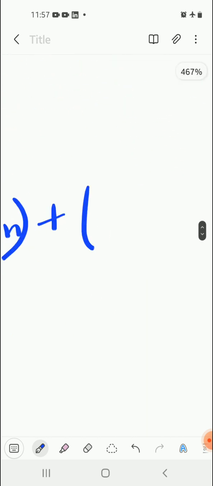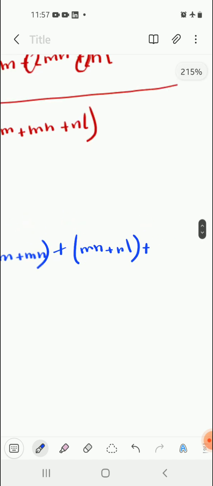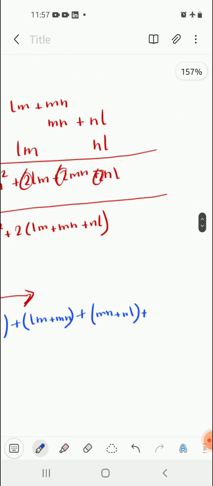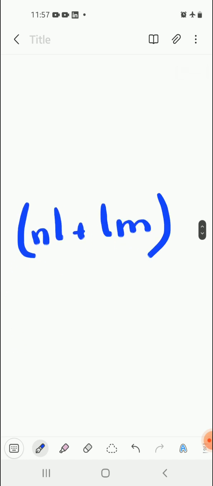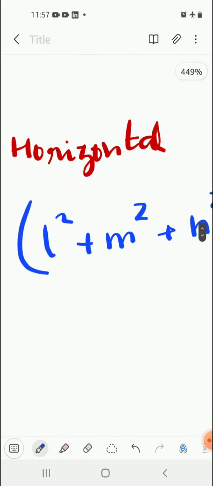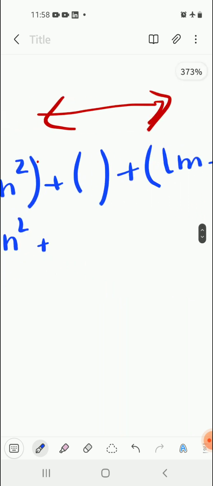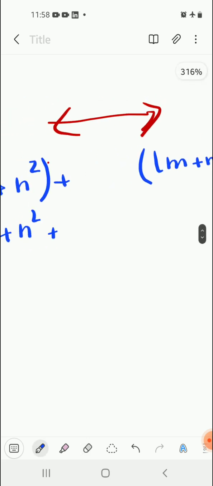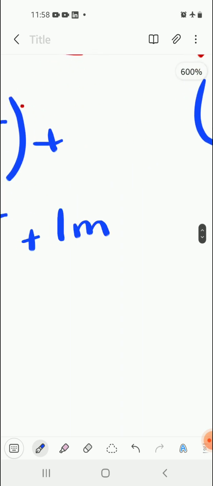Again Mn plus Nl plus, again moving on, Nl plus Lm, again within bracket, NL plus LN. Once this is done, now we're going to remove things from the bracket. Now see, write it as it is, L square plus M square plus N square, then plus over here, and again nothing over here, it means it's a plus, so the sign remains plus LM.